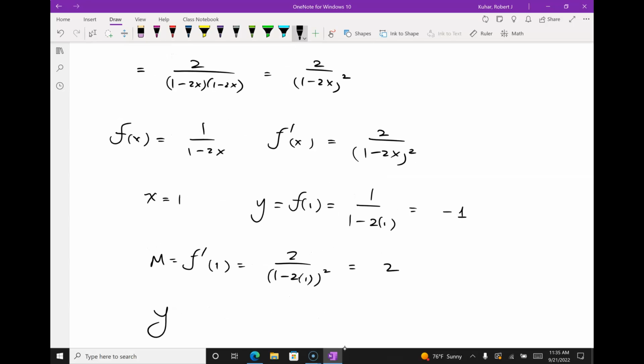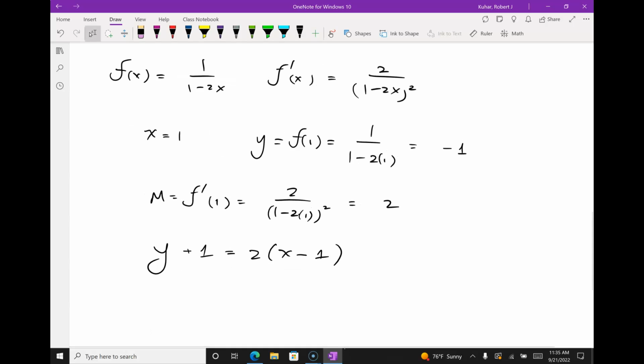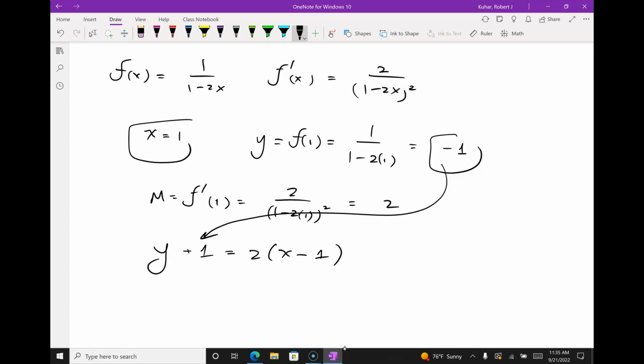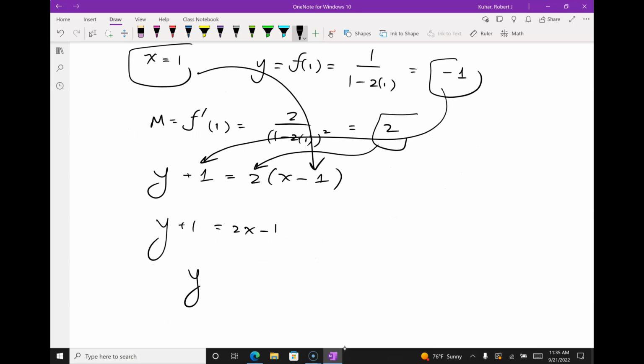The tangent line: y minus a negative 1 equals 2 times x minus 1. Right? I'm using the y value here, the x value here, and the slope here. So I get y plus 1 equals 2x minus 1, and I get y equals 2x minus 2 for my tangent line.